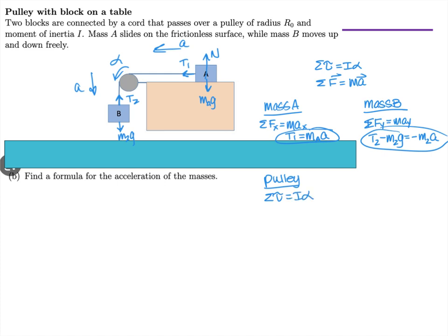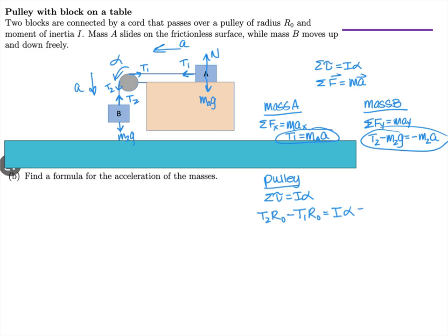For the pulley, I need to redraw my tensions because I want to see how they act on the pulley itself. They're going to cause a torque. That's going to give the angular acceleration. It's going to go counterclockwise, so I'm going to write T2 first. The torque is T2 times the radius of the pulley. The T1 is in the opposite direction. We're just given the moment of inertia, and there's alpha.